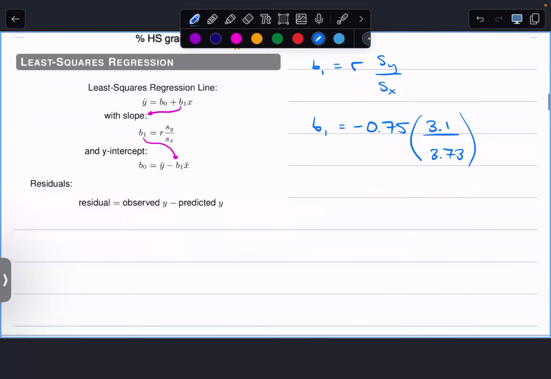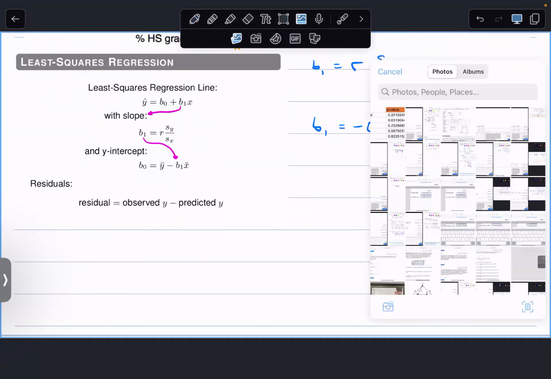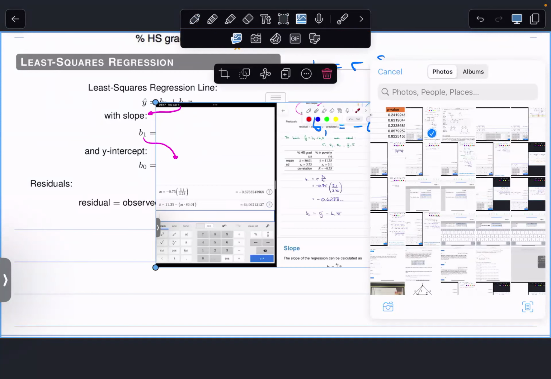And I have, where is it? I had a screenshot. Maybe this one, I think. Yeah.